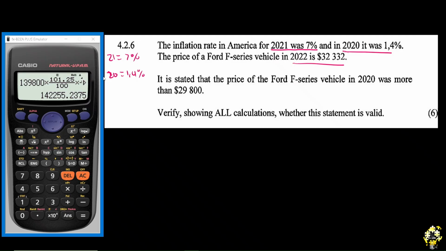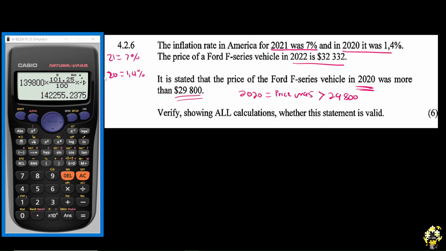It is stated that the price of the Ford F-Series vehicle in 2020, so we are talking about 2020, was more than... So in 2020, what they are saying is that the price was greater than $29,800. That's what they are saying. We have to prove whether this is correct.